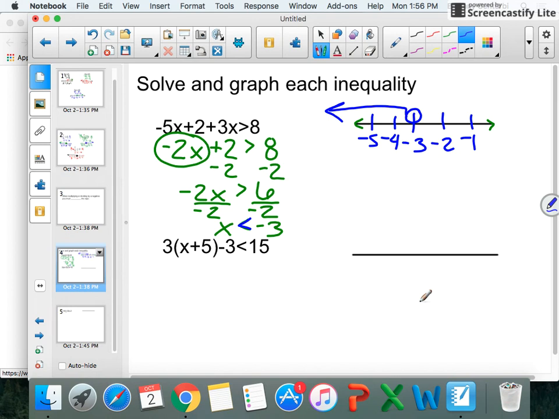And we could plug an answer in. So if we want to make sure we're right, we can take this first equation here. Or we can just check our answer right here. If we've got negative 4, we've got negative 4 is less than negative 3.